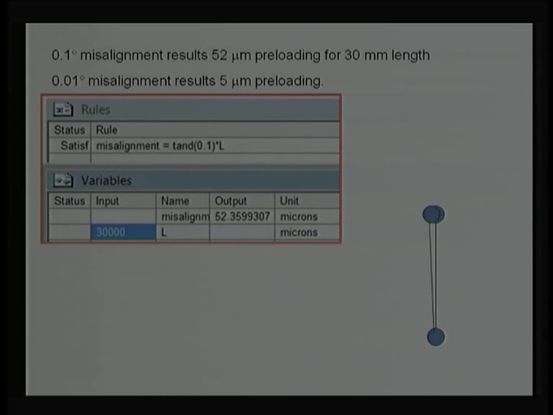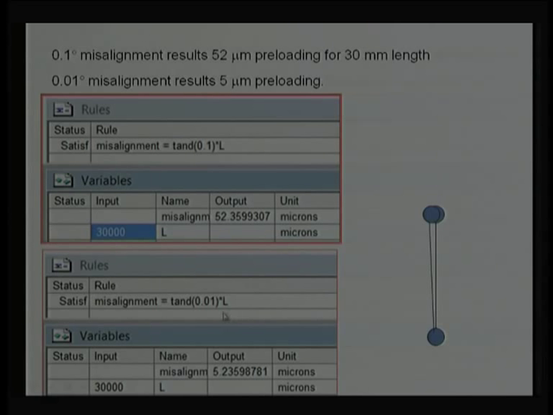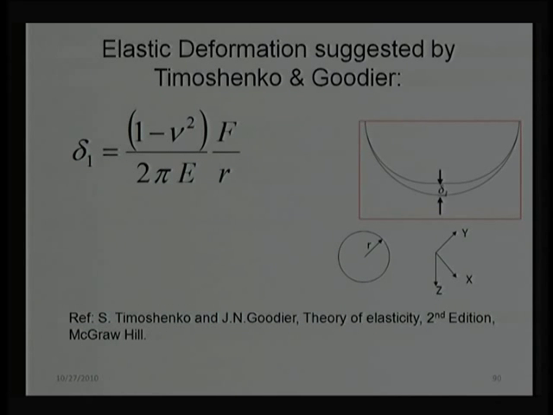Now, if you are reducing it from 0.1 to 0.01, what we are getting is still the 5.2 microns. So that is substantial, and we need to account for it whenever there is a possibility of this kind of problem, right? Now, what is the problem with this kind of interference?